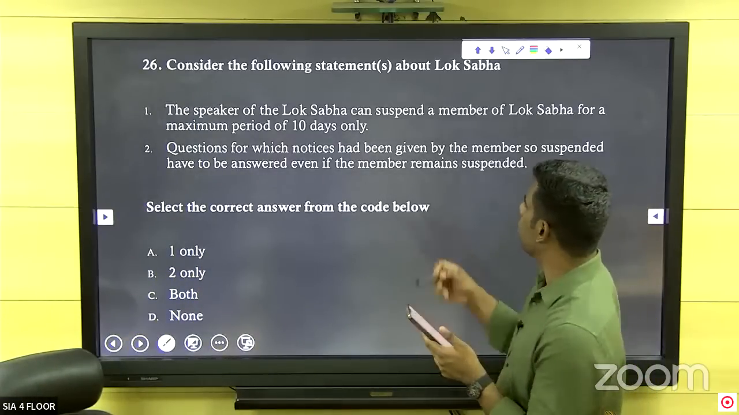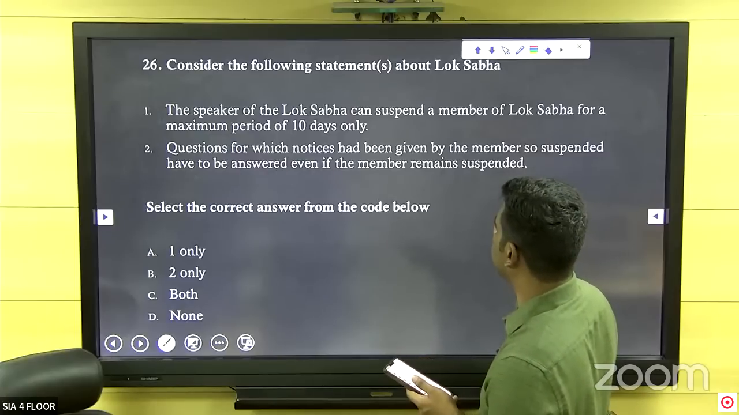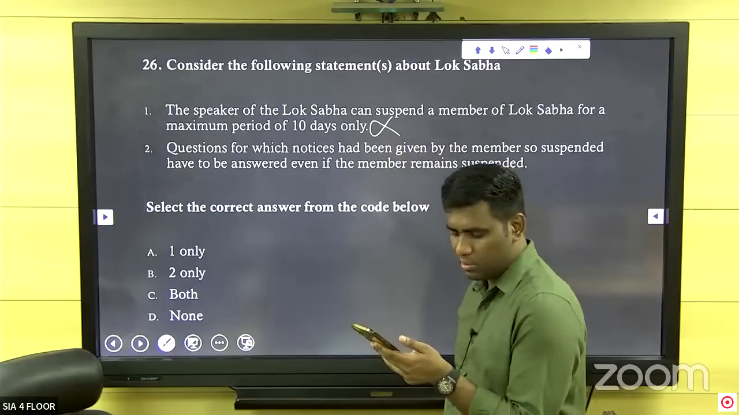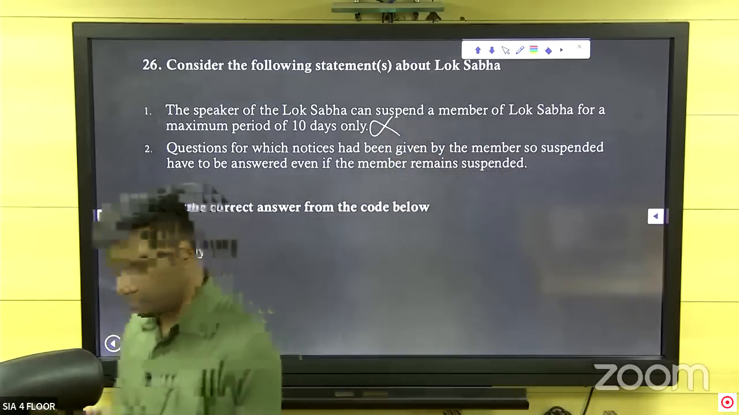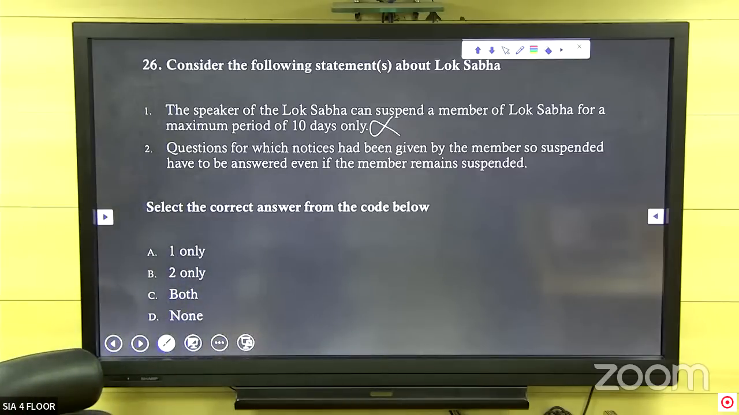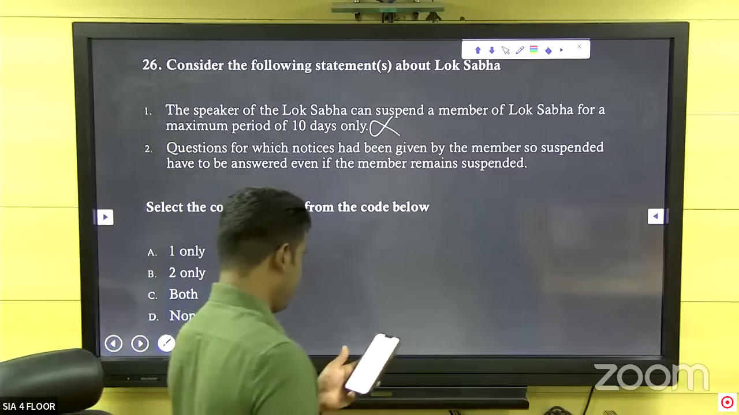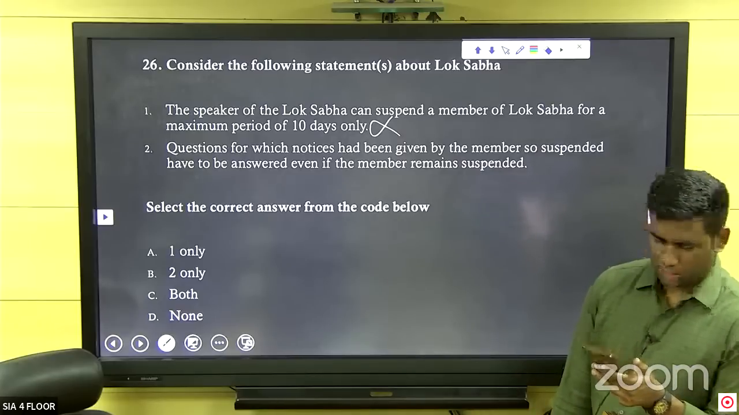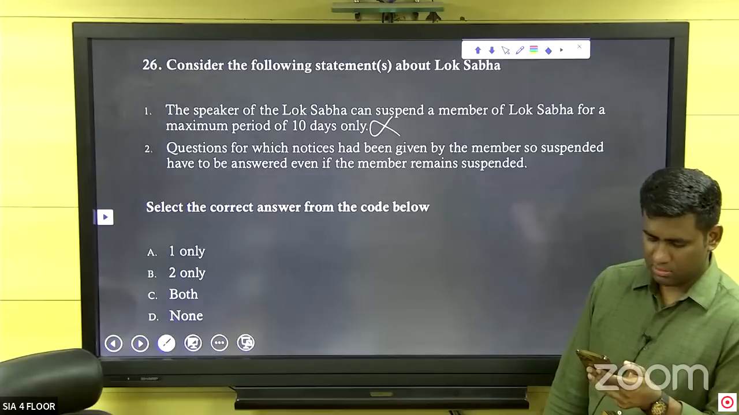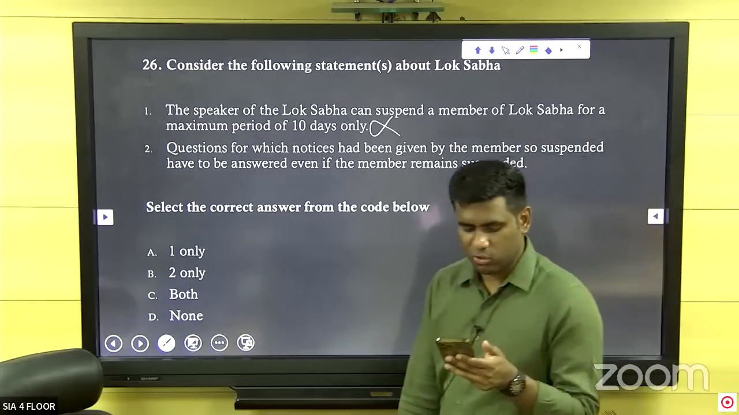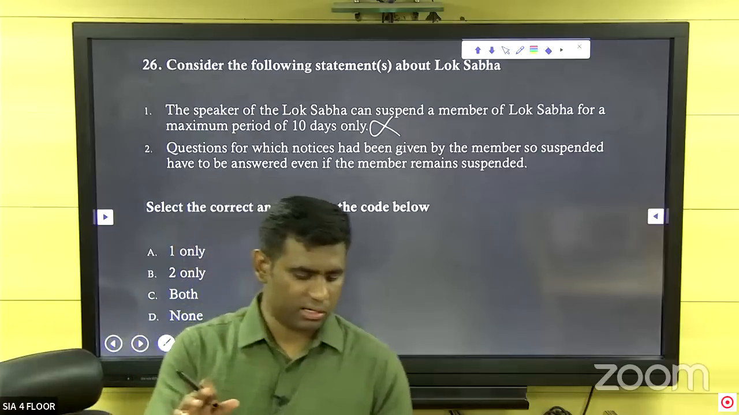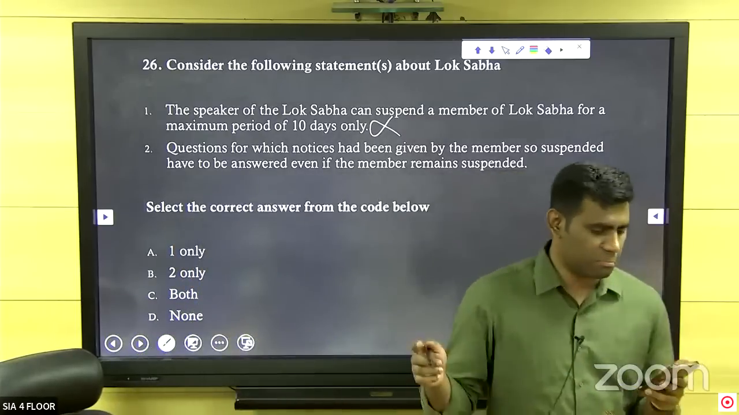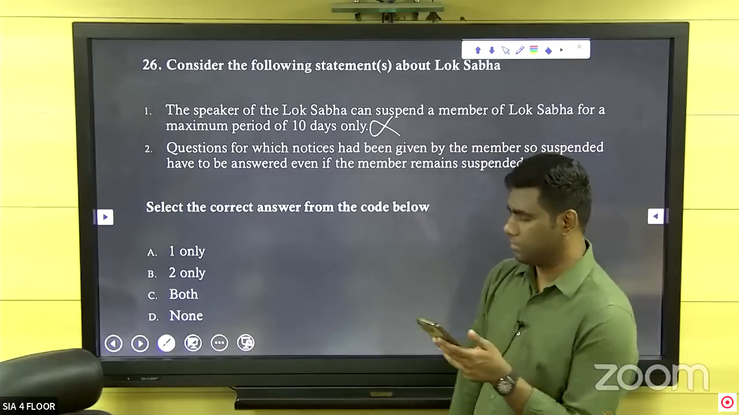Okay. The speaker of Lok Sabha can suspend a member of Lok Sabha for a maximum period of 10 days only. And people are saying that it is wrong. Why is it wrong? Anybody can tell me why? Why are you saying that this is wrong? All of you are getting it right. Very surprising. So where did you learn it, and why do you say it's wrong? Yeah, throughout that session, not indefinite period, only for the entire session. Okay, don't think it's for an indefinite period. Maximum up to the end of that session.